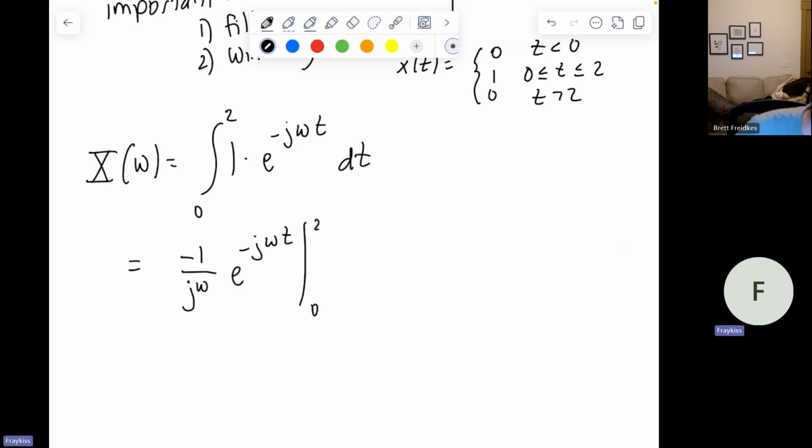And we will plug in our bounds between 0 and 2. We're plugging these numbers in for t because that's what we integrated with respect to. We wouldn't plug them in for omega. We plug them into the variable that we're integrating with respect to. So that 2 is going to be plugged in for t. We get negative 1 over j omega e to the minus j omega with a 2 minus e to the minus j omega with a 0.